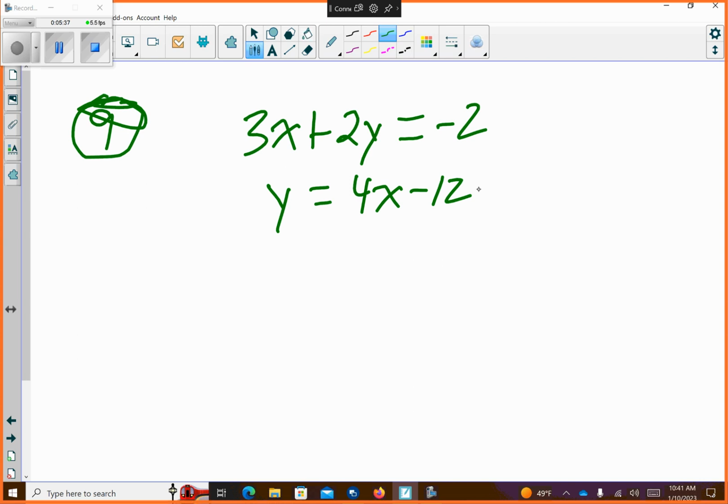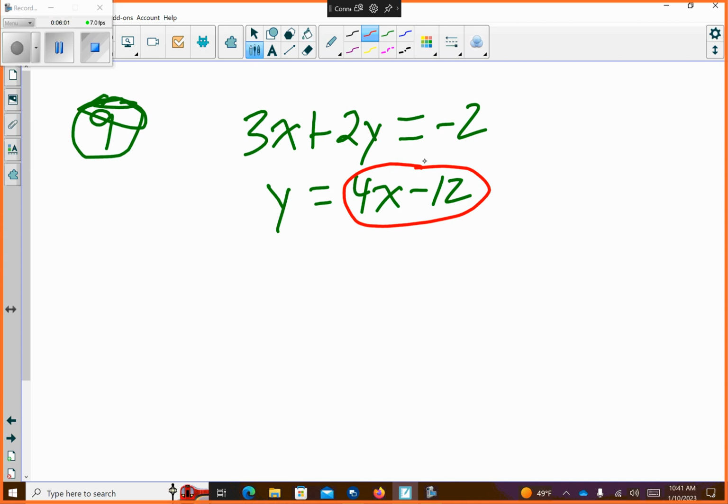So on number 9, I guess we could try and graph it, but graphing is going to give me fractions on the x on the top one. I could try and do elimination, but my x's and y's aren't on the same side. So I'm going to look at substitution.